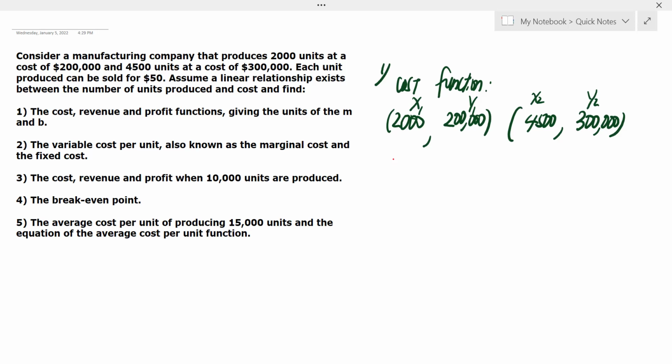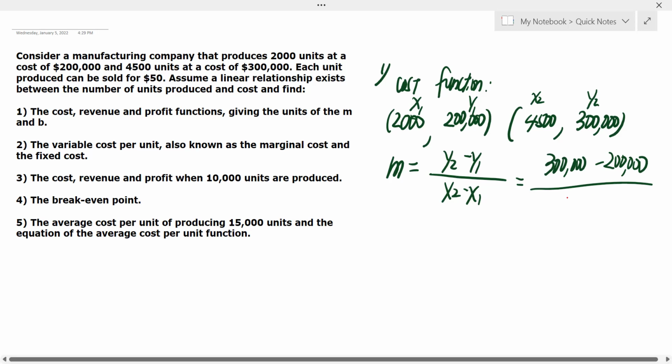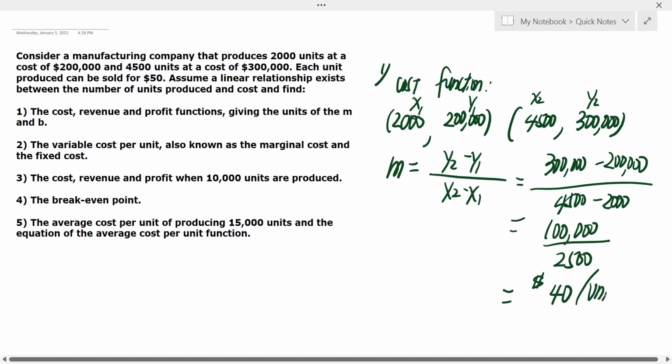So now let's find out the slope first. Slope equals y2 minus y1 over x2 minus x1. It's 300,000 minus 200,000 over 4,500 minus 2,000. This is 100,000 over 2,500, and this turned out to be 40. So this means $40 per unit. That's a cost. We call this the variable cost per unit.